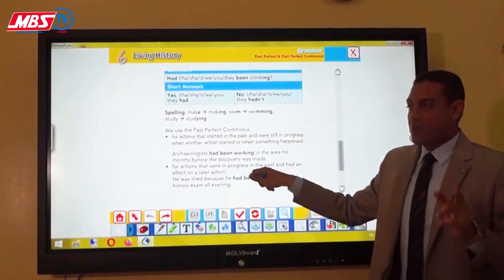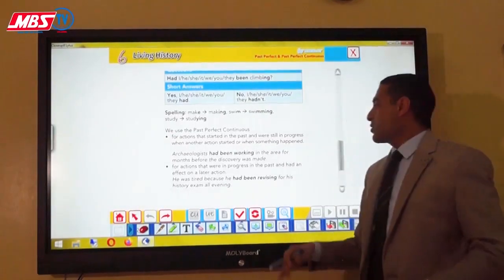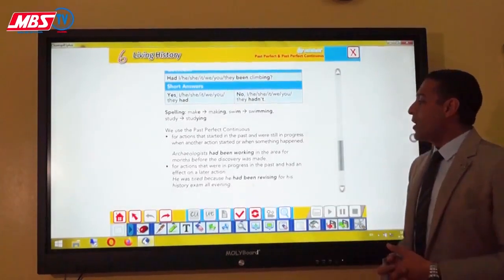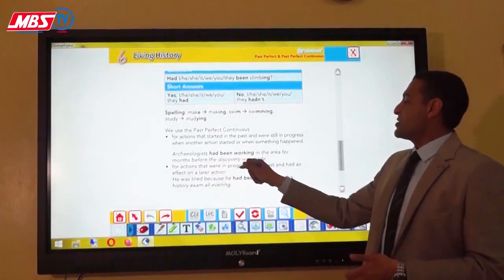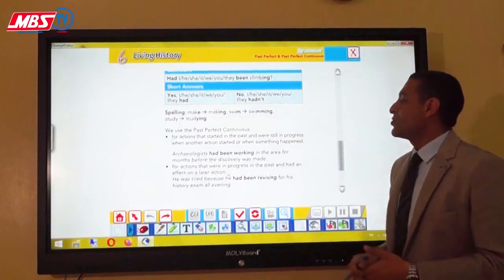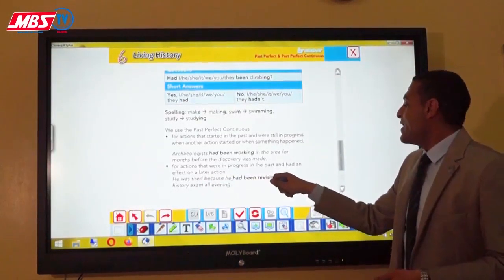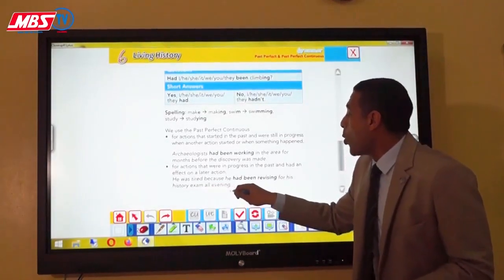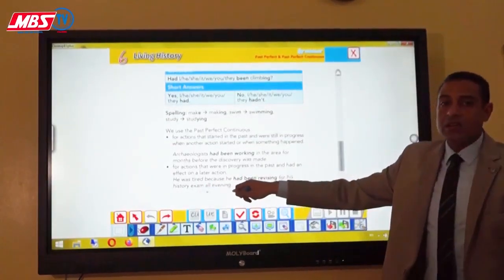That was the result of this working very hard, of this working for a long time. And here, we can use the past perfect continuous or past perfect progressive for actions that were in progress in the past and had an effect on a later action. He was tired because he had been revising for his history all evening. And be careful here, all evening.